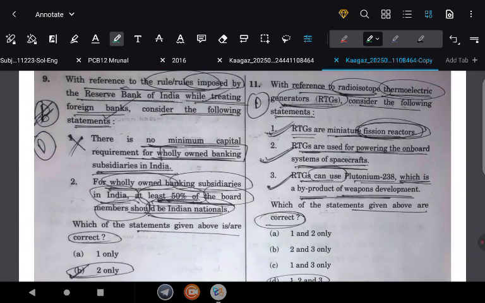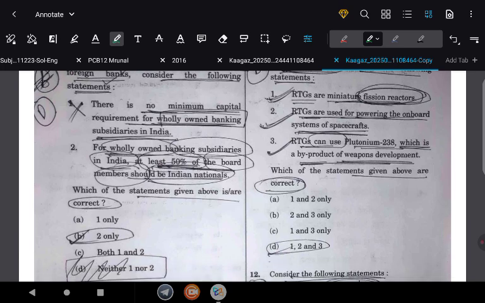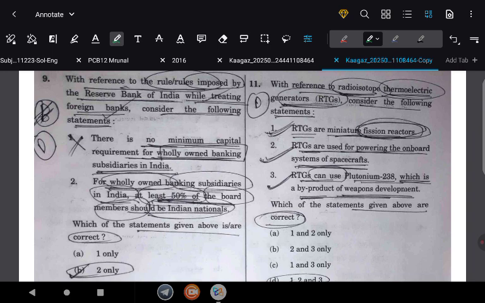I got it correct. The ninth question refers to the rules imposed by the RBI while treating foreign banks, and consider the following. The first option here says there is no minimum capital requirement for wholly owned banking subsidiaries in India. That is incorrect, because even if you don't know this particular statement by knowledge, think about it. Why would there be no minimum capital requirement for wholly owned banking subsidiaries in India? There should be some, otherwise any foreign bank could start even with a small amount of presence. There should be some credibility to the company with respect to the capital and the assets it has.